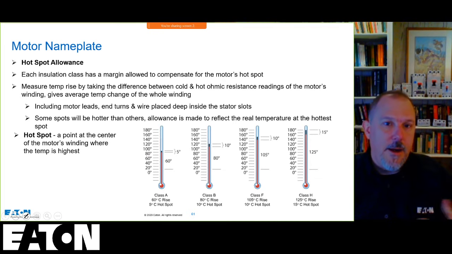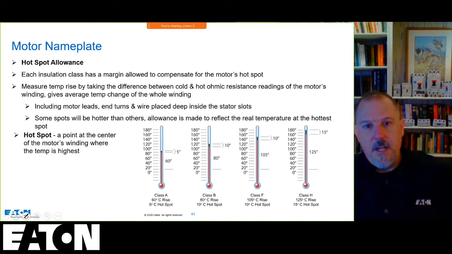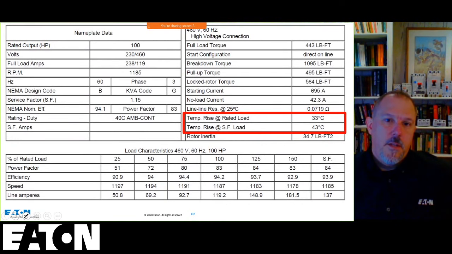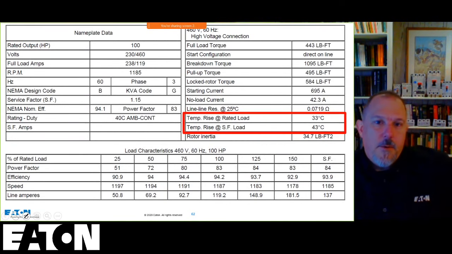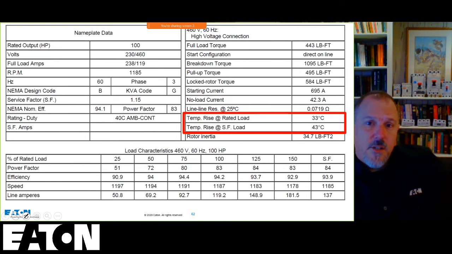There's a hot spot allowance, which is a point at the center of the motor's windings where the temperature is the highest, right? And there are different classes: A, B, F, and H. This one tells us we have a temperature rise at rated load of 33 degrees C and a temperature rise at the service factor of 43 degrees C.